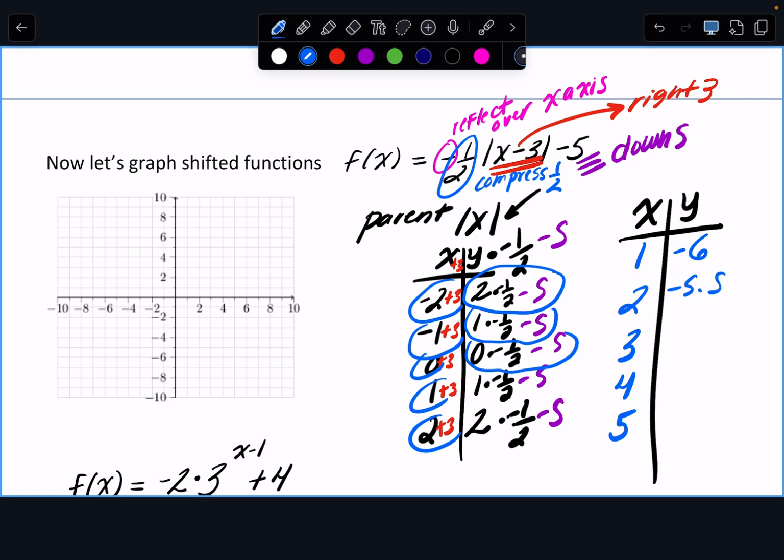0 minus 5. Why 0? Because 0 times anything is 0. 0 minus 5 is negative 5. 1 times negative a half is negative a half minus 5 is negative 5.5. And then we are getting 2 times negative a half is negative 1 minus 5 is negative 6.